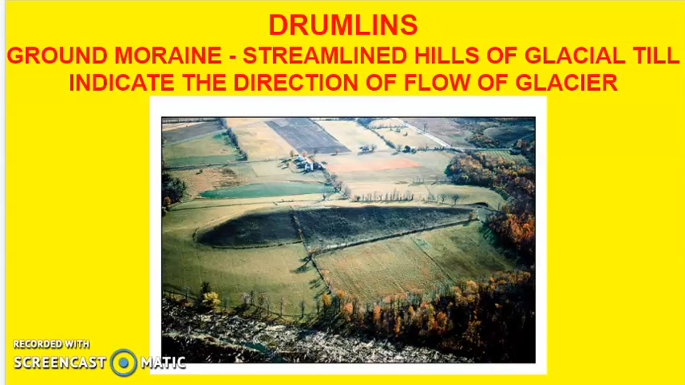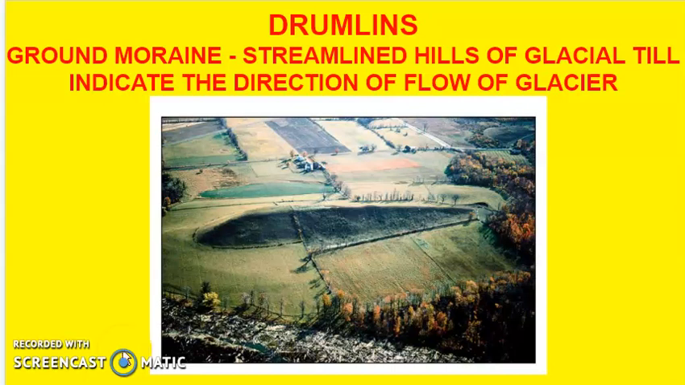Drumlins are another depositional feature. It's basically a low oval mound, and typically it's in a group, consisting mainly of till that is molded by glacial action.